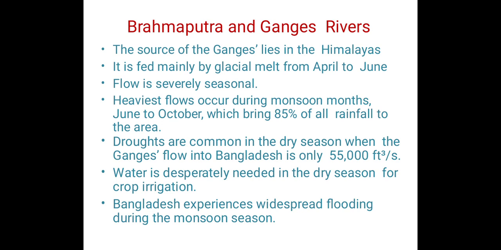Flow is severely seasonal. The heaviest flow occurs during monsoon months, June to October, which brings 85% of all rainfall to the area. Droughts are common in the dry season, when the Ganges flow into Bangladesh is only 55,000 cubic feet per second. Water is desperately needed in the dry season for crop irrigation. Bangladesh experiences widespread flooding during the monsoon seasons.